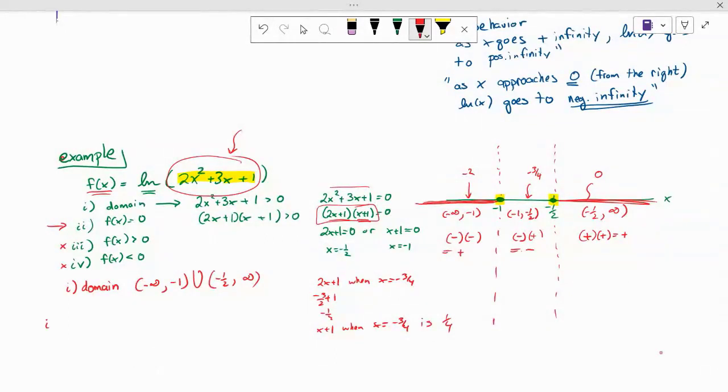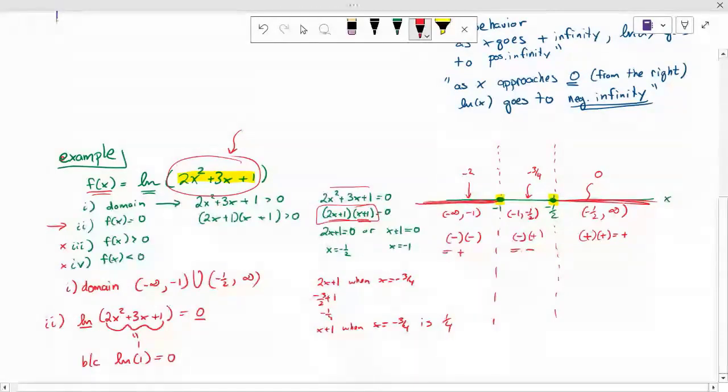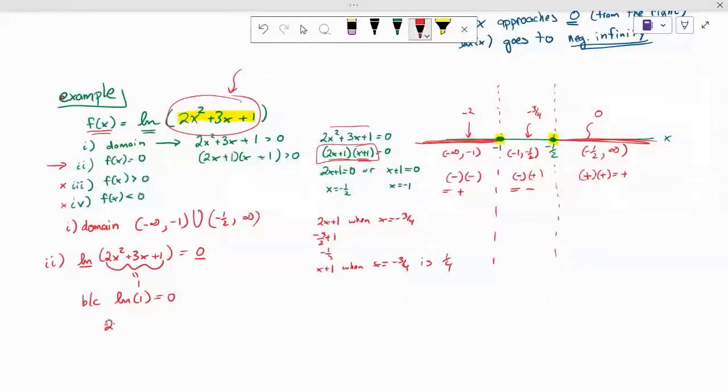Okay, so part 2. When is this function equal to 0? How would we reason this? Yeah, right. So we know that log is 0 whenever the inside of log is equal to 1, because log of 1 is 0. That's one of the observations we made about the logarithmic function. So all we want to do now is take the inside of our log and set it equal to 1, and then solve for x.